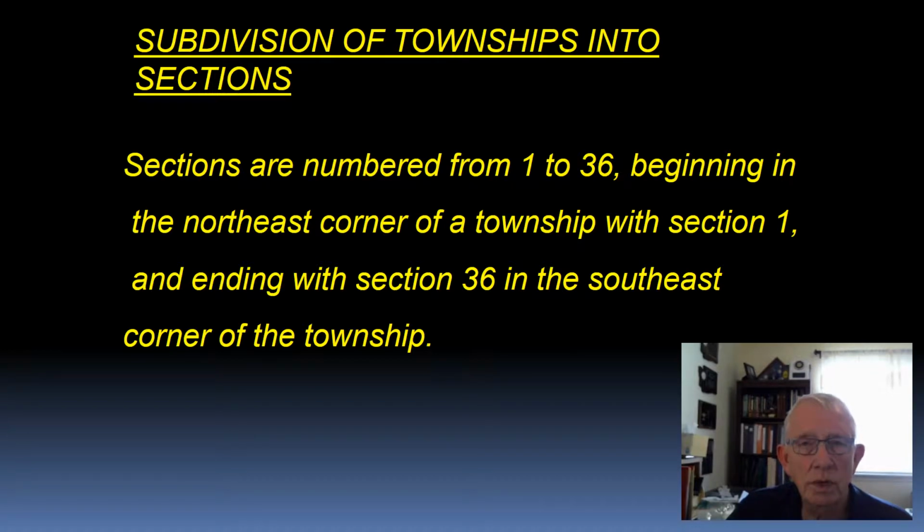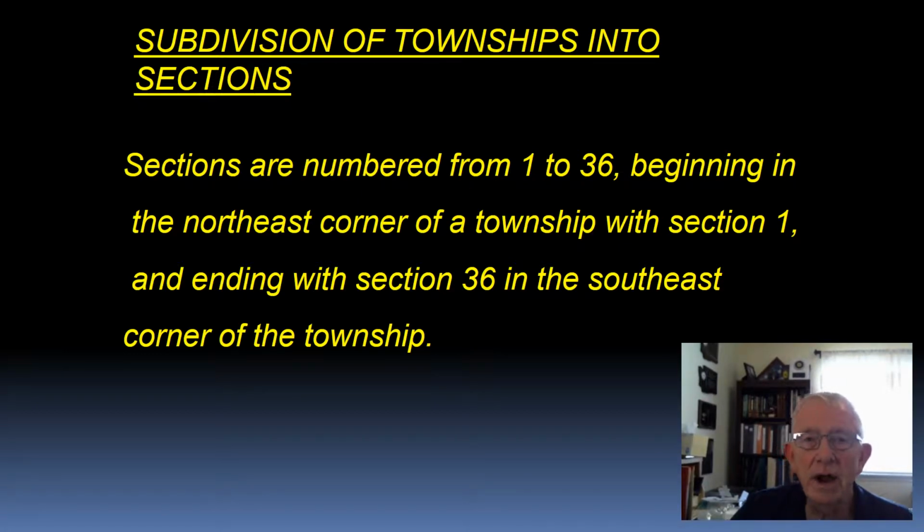So, we're going to start numbering our sections in the northeast corner, and we're going to go west to section 6. Then we're going to drop down to section 7 and go east and back and forth until we get to section 36 in the southeast corner. That numbering system is referred to as boustrophedonic, and it's Latin for "as the ox turns while plowing." And really, that's true. You can't make this stuff up. That's exactly what it is.